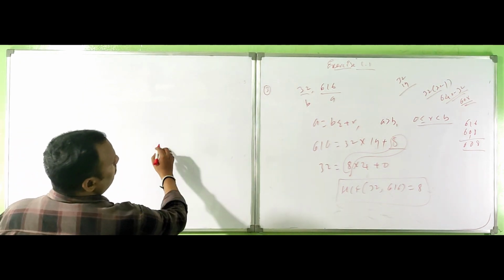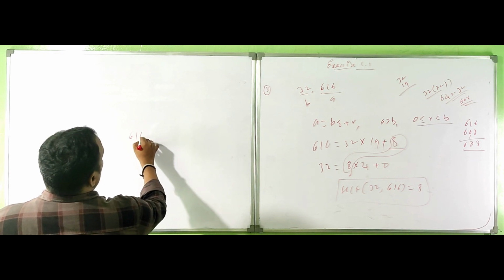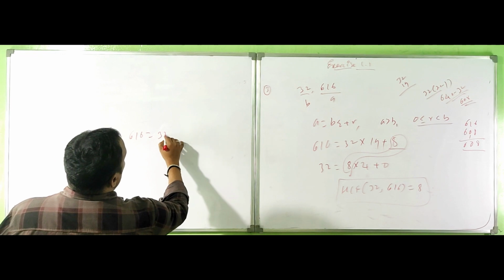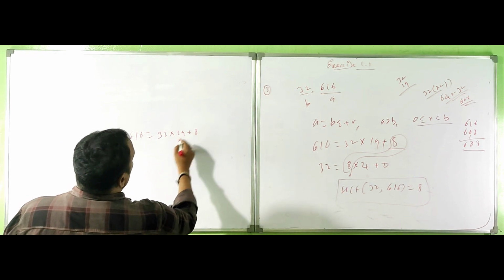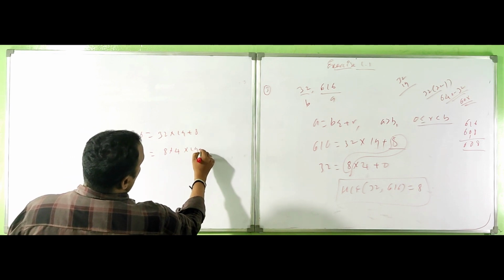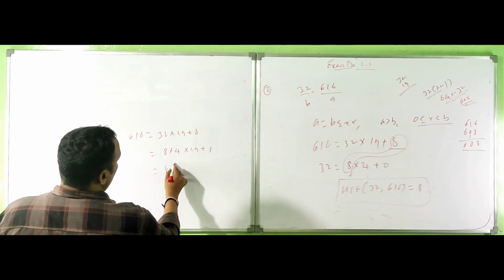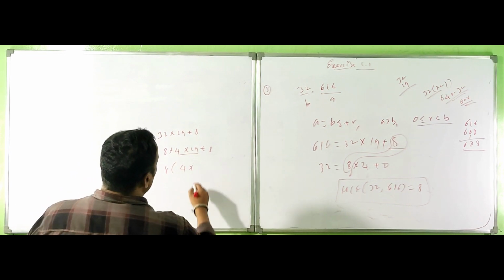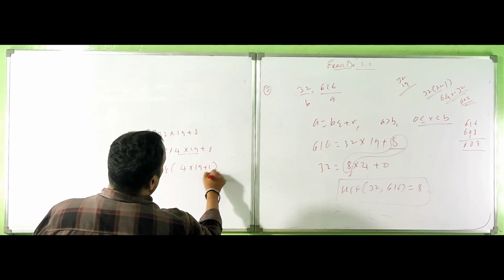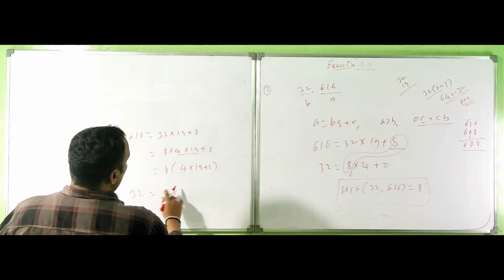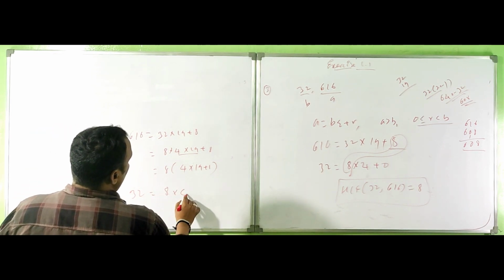So we can write 616 is equal to 32 into 19 plus 8. This we can write 8 into 4 into 19 plus 8. I am taking 8 as outside, 4 into 19, right? 19 plus 1. And again 32 we have 8 into 4.